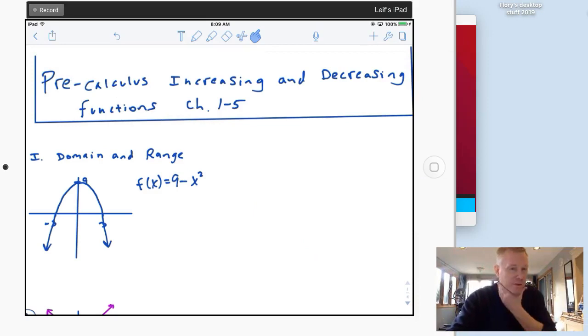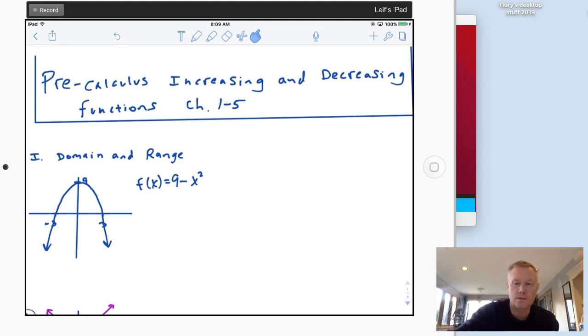All right, today I'm going to be covering for pre-calculus increasing and decreasing functions, which goes along with chapter 1-5 in pre-calc. So let me start off with domain and range.